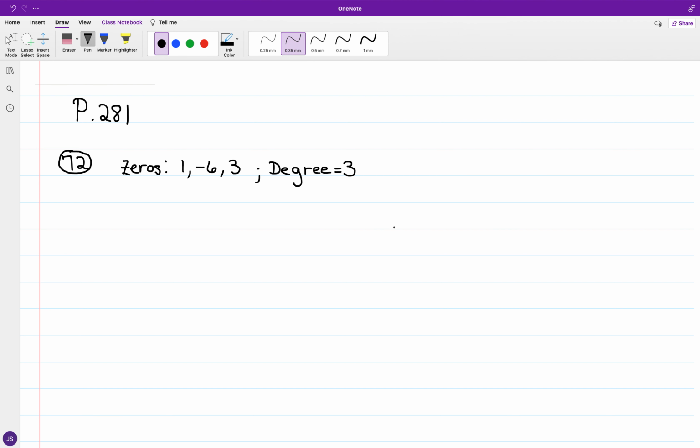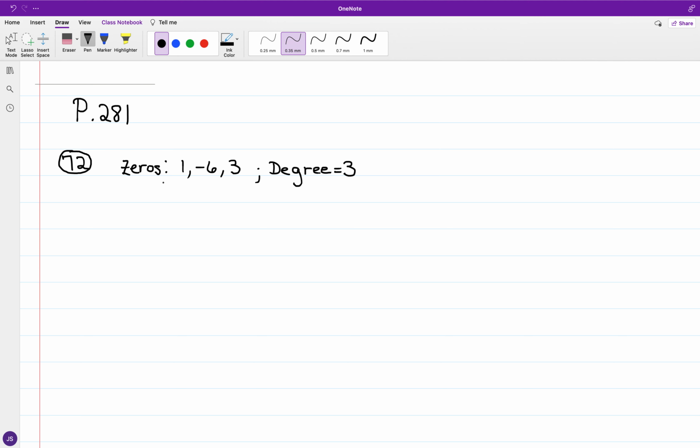Good afternoon. Today we're going to continue working with polynomials as well as rational functions. And for what we have on page 281, we're going back to forming polynomials from given zeros and multiplicities. Now we have the case of the given zeros.